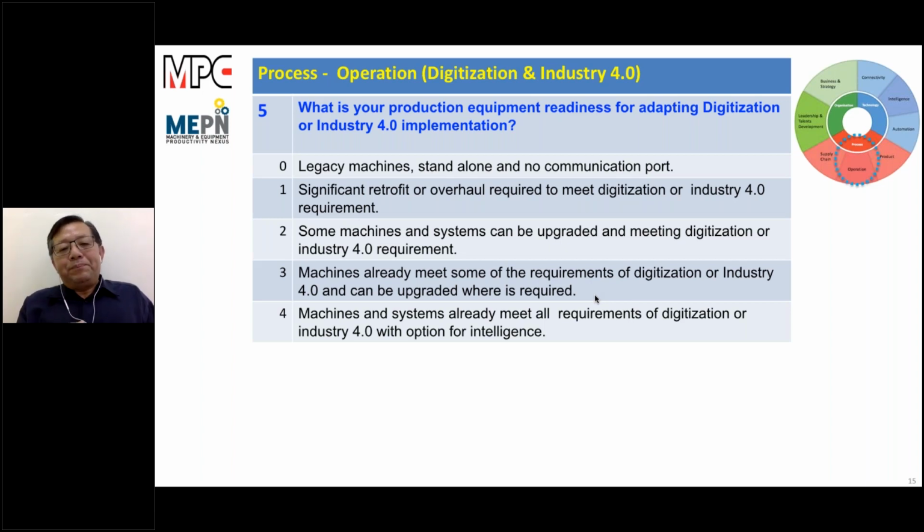Then number 4 is: machines and systems already meet all the requirements of digitization or Industry 4.0 adoption for the intelligent factory. It means the company has already invested, and all the machines can communicate with others, either by vertical communication or horizontal communication. They are already there. Okay, so that is the one that is already ready. The rest are not there. So that's how the operation is.